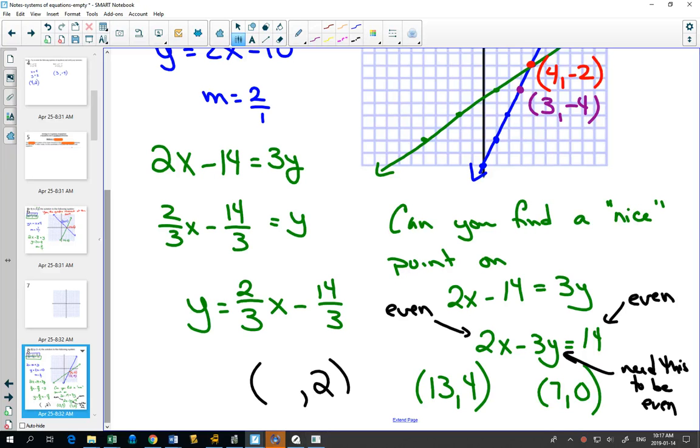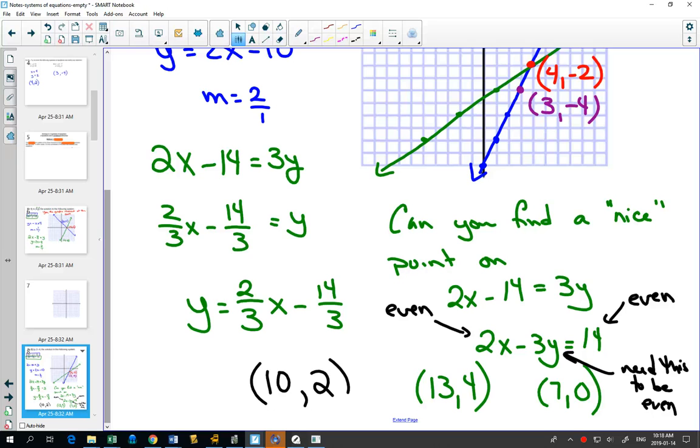3 times 2 would be 6. Add the 6 to the other side, or 2 times something minus 6 is 14. What minus 6 is 14? This would have to be 20. X would have had to have been 10. That would have found you a nice point.